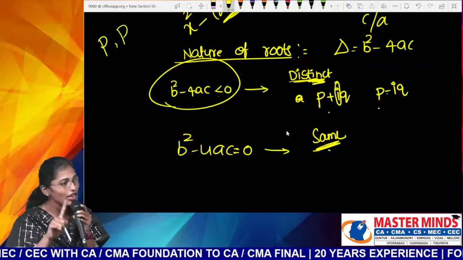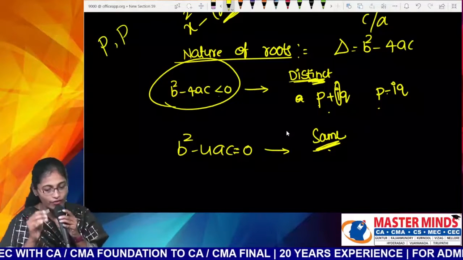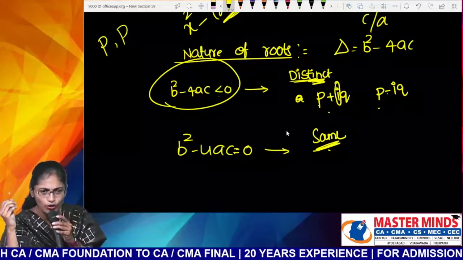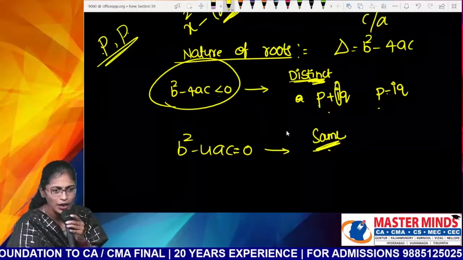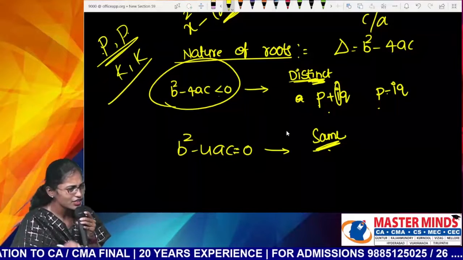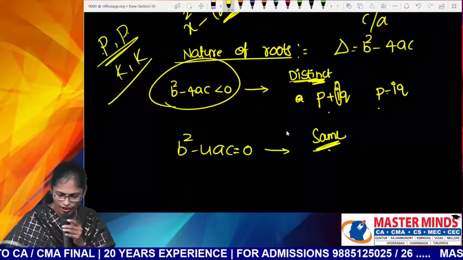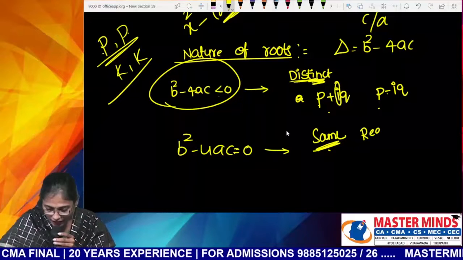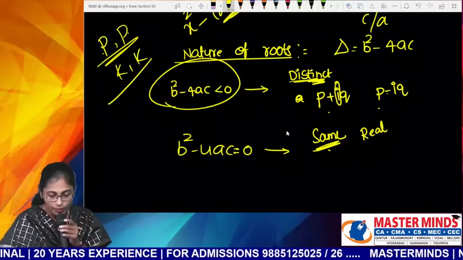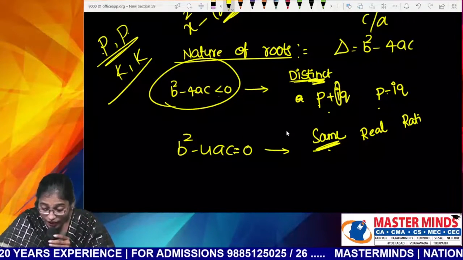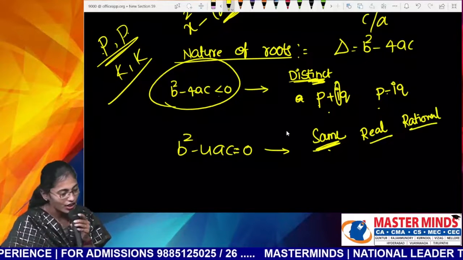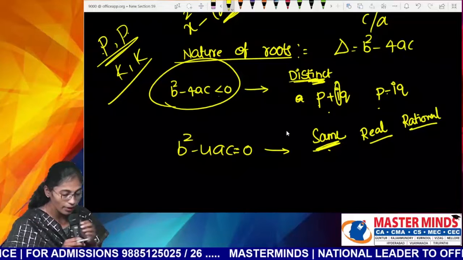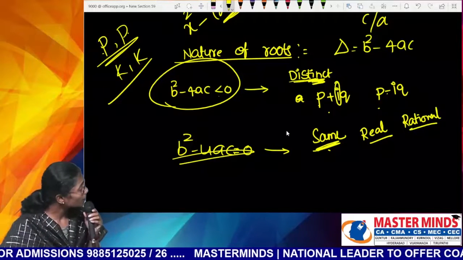So there will be only 1 root, but we have to talk about 2 roots. That is the reason why we write the roots as p and p, or k and k. It's up to you. It depends upon the constant that is provided to you. And at that time, roots are what kind of numbers? They are rational. Real, rational. So tell me the nature of roots when b square minus 4ac equal to 0?